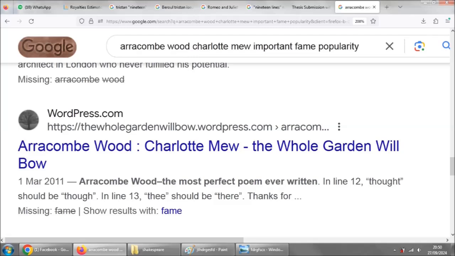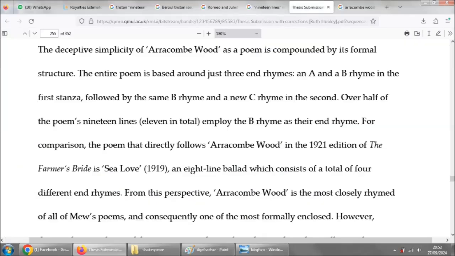So what we know about her, they turn around and say that Arrowcombe Wood is what? Arrowcombe Wood, the most perfect poem ever written. Wow, the most perfect poem ever written. Let's examine this and see. It doesn't matter which century or anything. Let's have a look. You could read this.